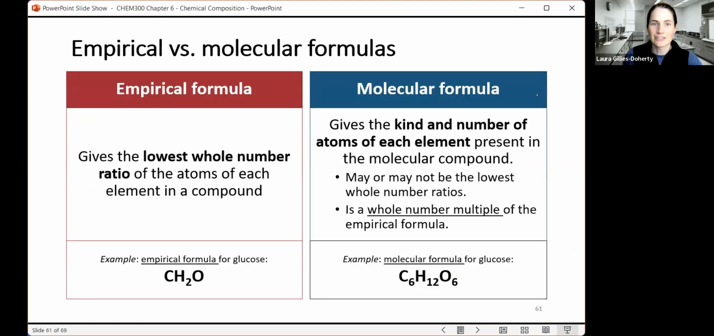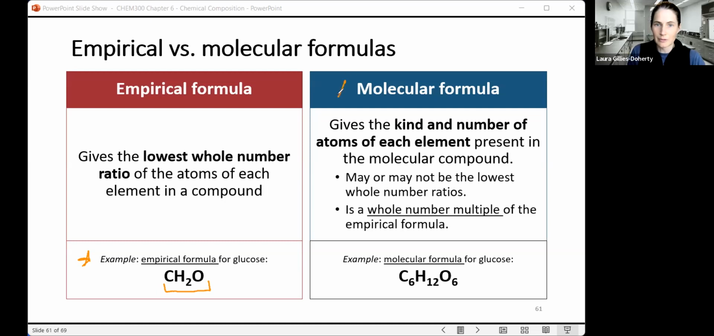So let's compare and contrast these a little bit. Empirical formulas give the lowest whole number ratio of atoms of each element in a compound. So again, if we use glucose as an example, the empirical formula for glucose is CH2O. Those are the lowest whole number ratios for the elements carbon, hydrogen, and oxygen contained in glucose.